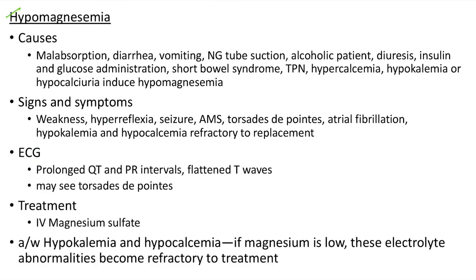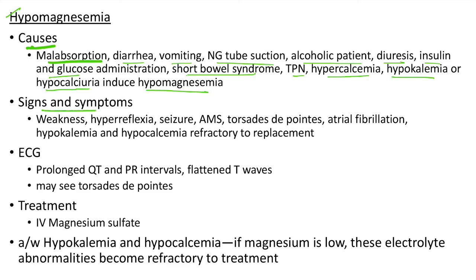Now let us see about hypomagnesemia. The causes of hypomagnesemia are malabsorption, diarrhea, vomiting, nasogastric tube suction, alcoholic patients, diuresis, insulin and glucose administration, short bowel syndrome, total parenteral nutrition, hypercalcemia, hypokalemia or hypocalciuria can also induce hypomagnesemia.